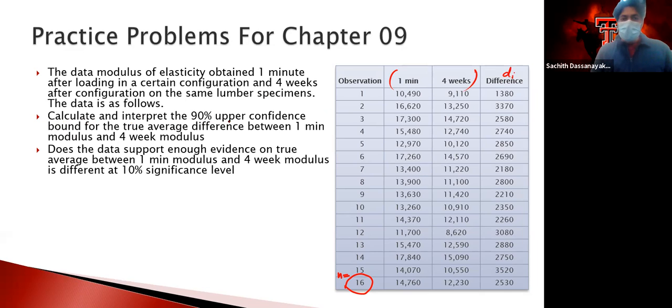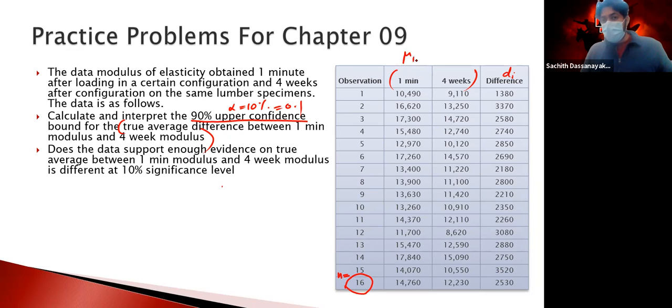Calculate and interpret a 90% upper confidence bound. A 90% upper confidence bound means what is your alpha? It is 100 times 1 minus alpha percent, which means alpha is 10%, simply 0.1. The bound is for the true average, which means what? mu1 and mu2, two averages. The average difference between the 1 minute module and the 4 week module.